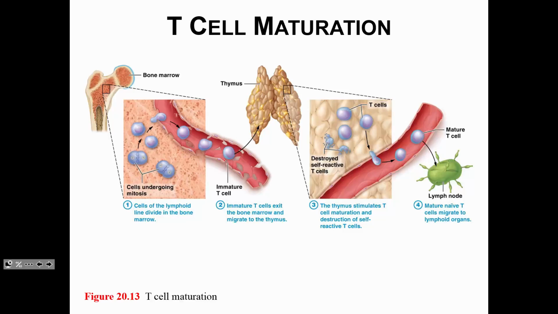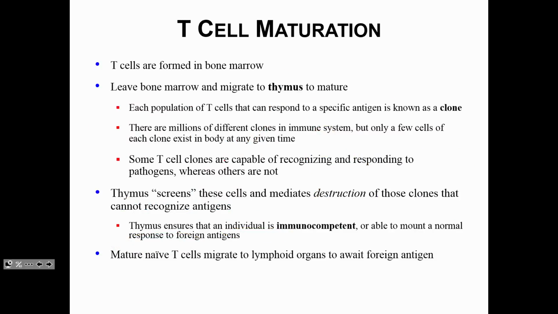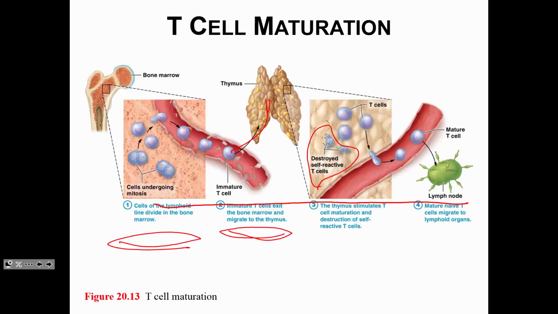Okay, so right here kind of shows you, this is in the bone marrow, cells of that lymphoid line divide in the bone marrow, producing lots of immature T cells, and they're going to migrate to the thymus, and this is where they become mature. The thymus is going to stimulate that maturation, as well as destroying any self-reactive T cells. Now, that test I was telling you about, when the thymus screens those cells, any T cell that responds to a self-antigen is destroyed. All right, we do not want self-reactive T cells. That means our T cells would attack our own cells, and that would not be good.